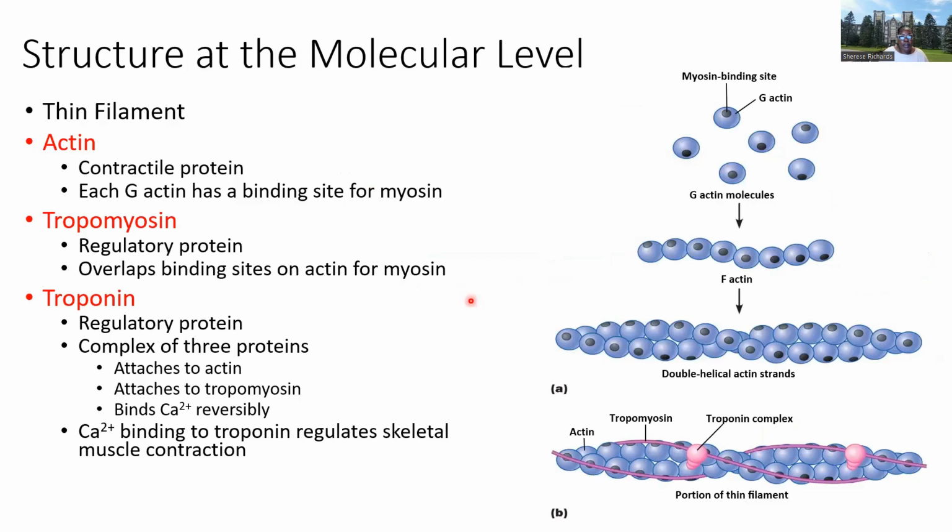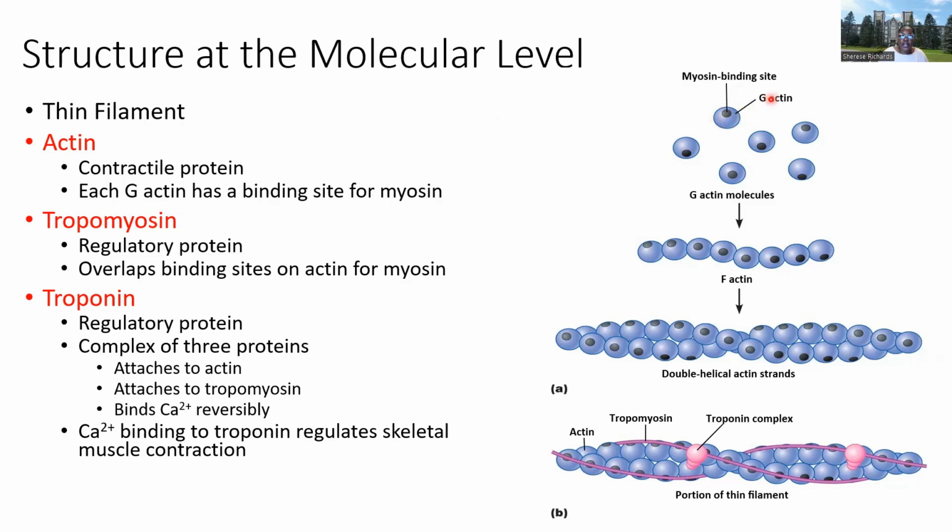Of the other components here, we're zooming in a little bit more on the actual structure of the thin filament, or actin. So actin is the contractile protein. It's made of G-actin monomers. And so here's what a single G-actin looks like.